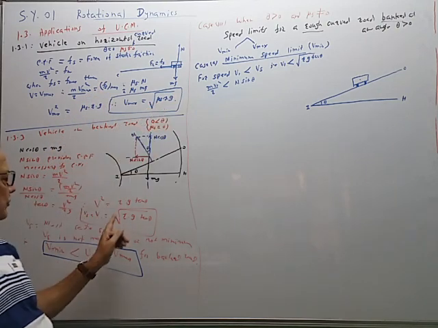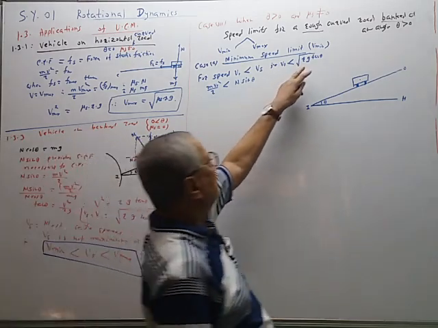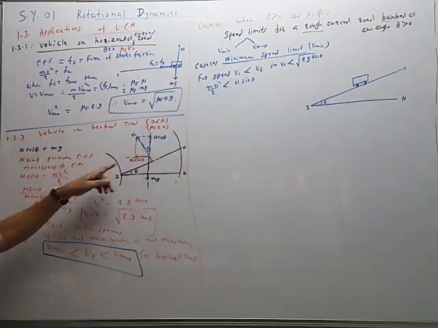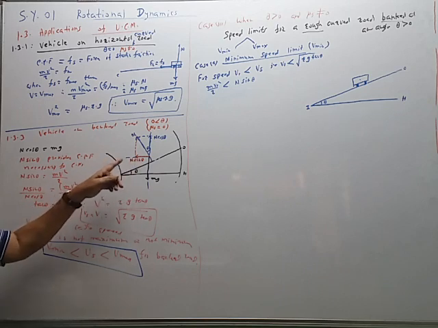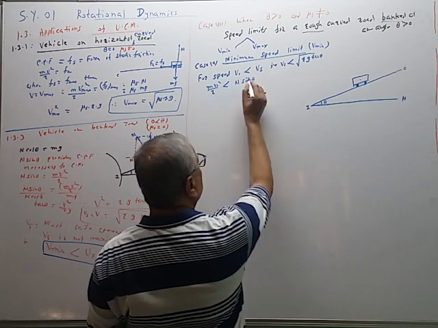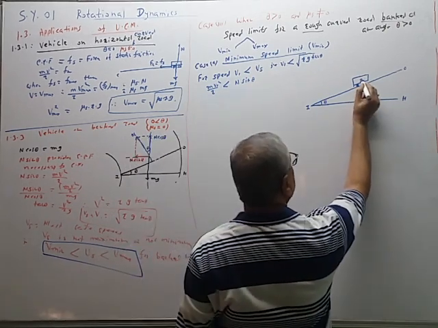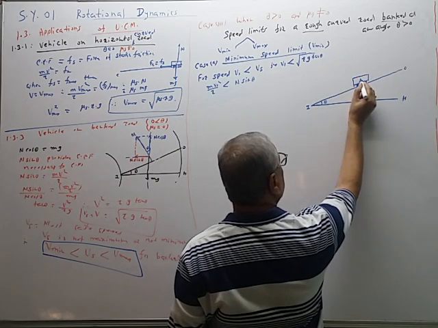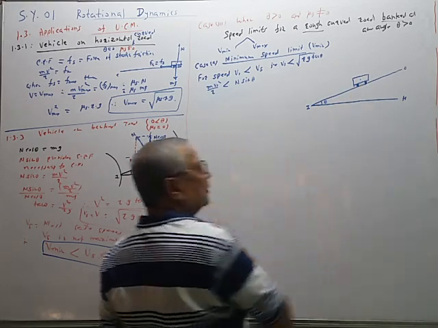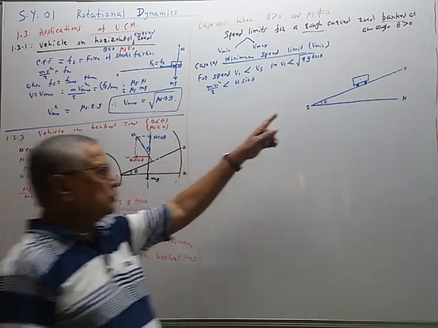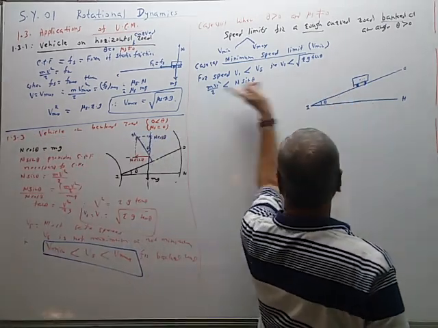So this Vs is given by under root Rg tan theta. So under this condition, the m V square upon R centripetal force will be less than N sin theta, and therefore centrifugal force is less than N sin theta. So because of N sin theta, this vehicle will move in this direction. So the vehicle will slide down along the inclined road. So the motion is in this direction because of N sin theta.